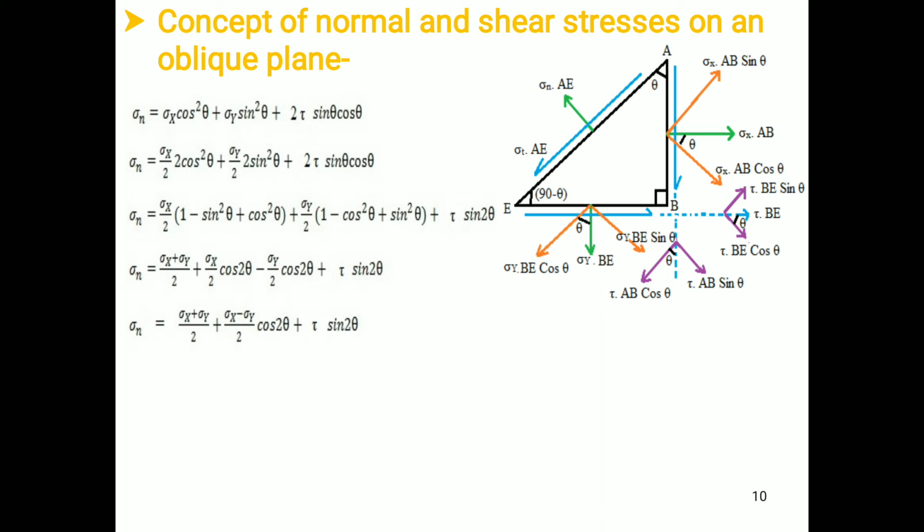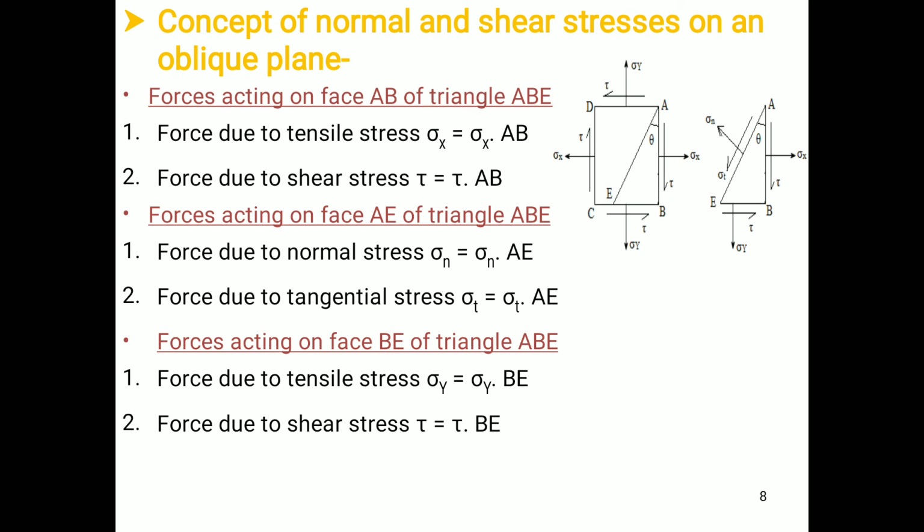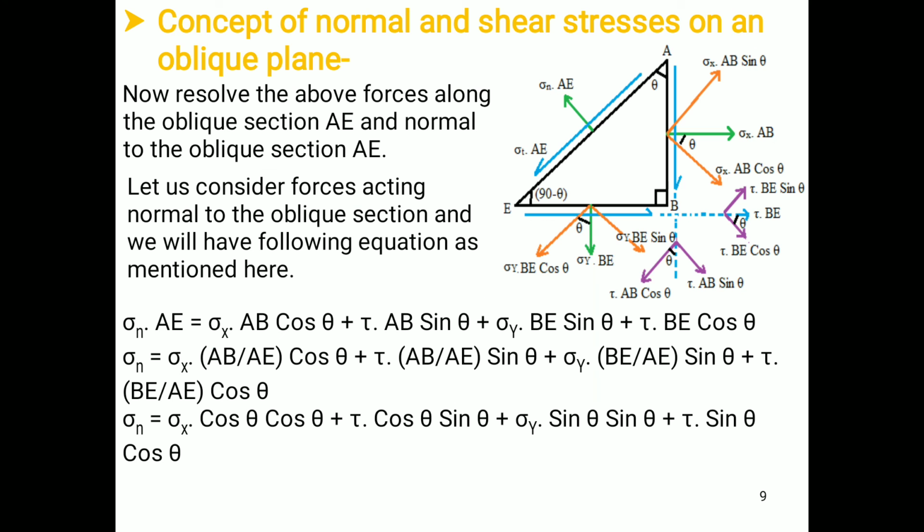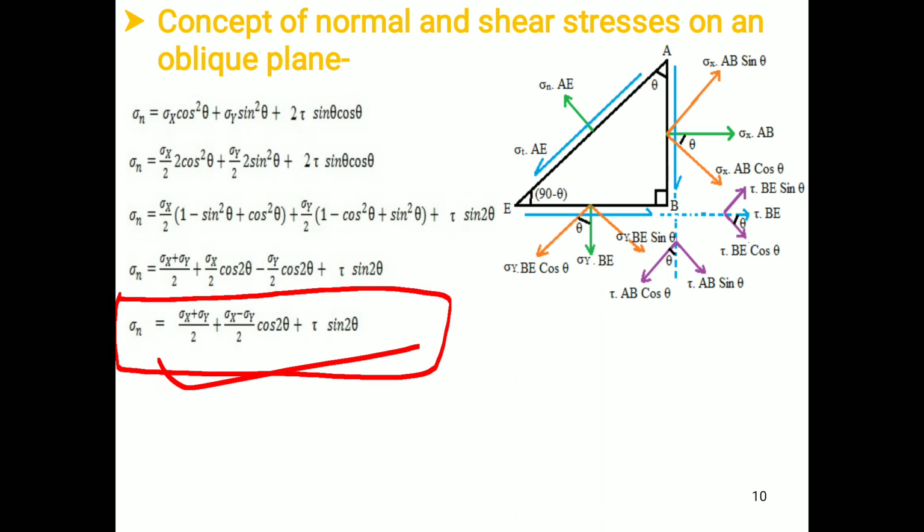Okay, remember that we have derived this particular equation on the basis of this given set of conditions, that is sigma x will be tensile, and this tau is acting along this direction, in this manner. For this set of conditions, we have derived the value of sigma n. If any one of the values of sigma x, sigma y, tau changes its sense, the value of sigma n also changes for the given set of conditions. So this is the value of sigma n.